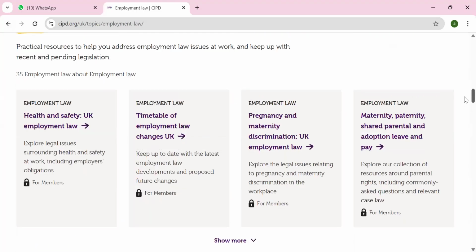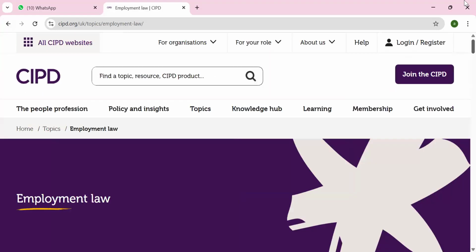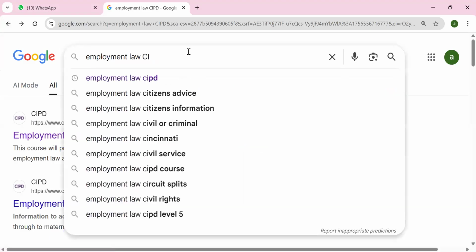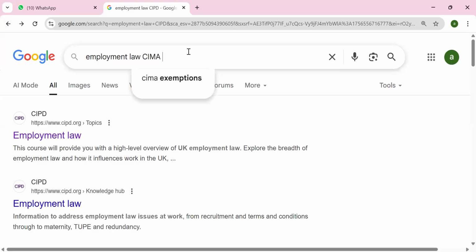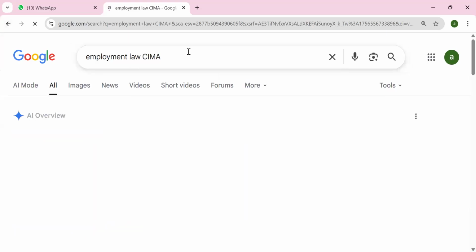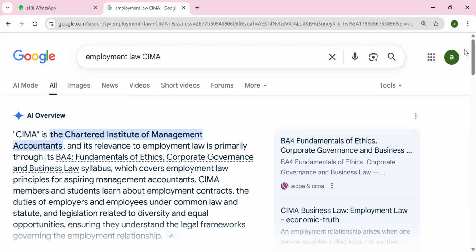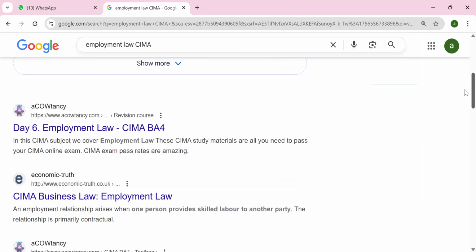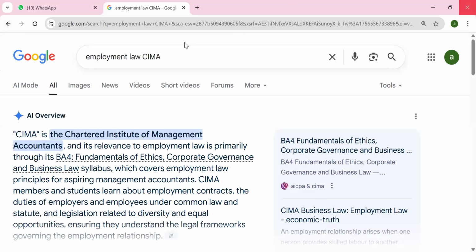Health and safety is also part of employment law, with different legislation and different elements. It's always good to cover flexible working hours, express terms and implied terms. You will see those explained. Or you can go to CIMA, the Chartered Institute of Management Accountants, which also explains the law. Those are quite professional websites, good to use.